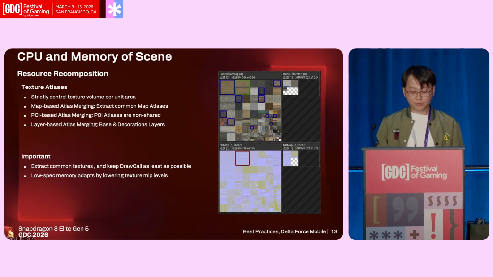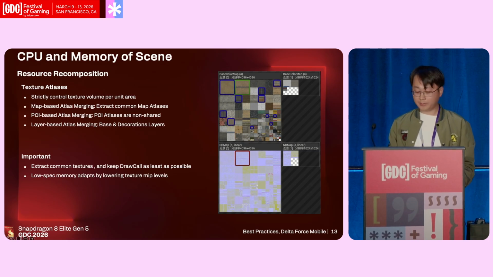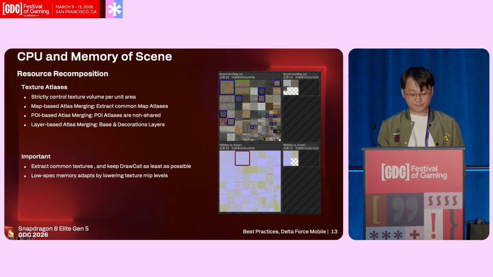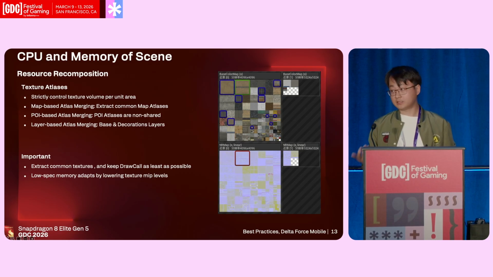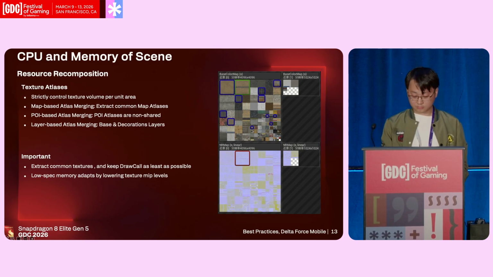We are building an open world scene with different POI areas, and we also have shared texture resources. Because of this, we set up some atlas rules. We ask our artists to manage the textures by themes, distinguishing between shared map textures and POI-specific textures. In this theme-based approach, the concept is quick and easy for artists to understand and execute.